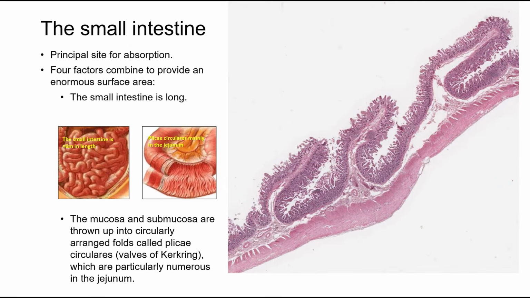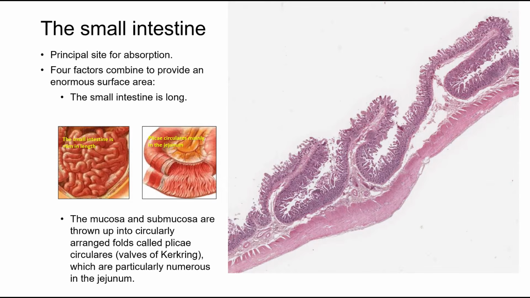This is the principal site of absorption. Most of the absorption takes place, and in order to increase the efficiency for this part of the gut in performing its function, there are 4 factors that combine together. First of all, the small intestine is long, and you might have known that from the gross anatomy, that the small intestine is about 6 meters in length.